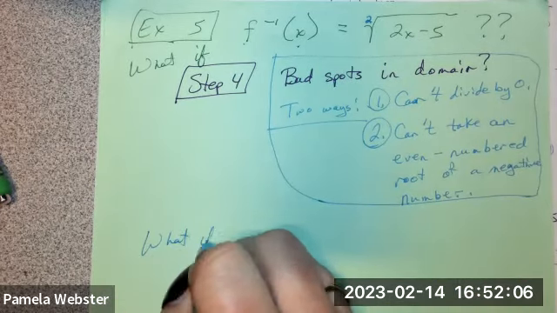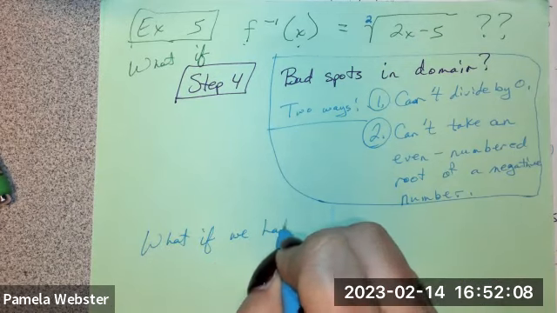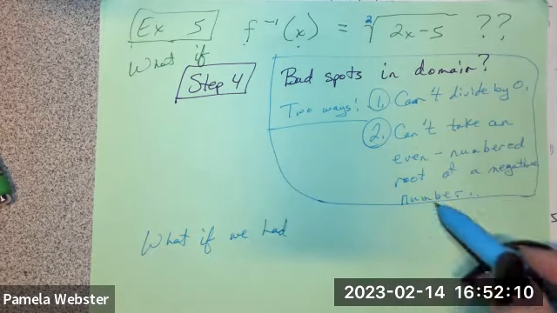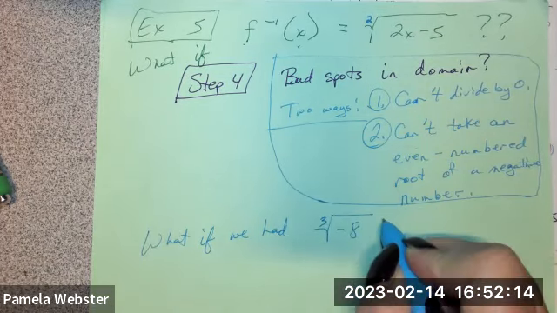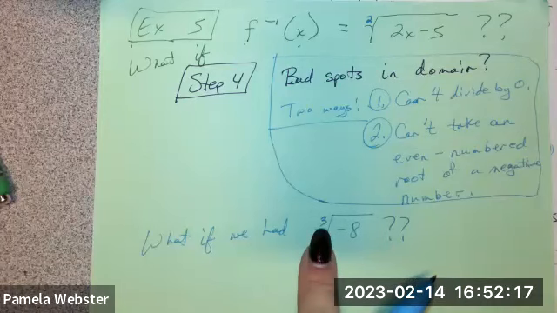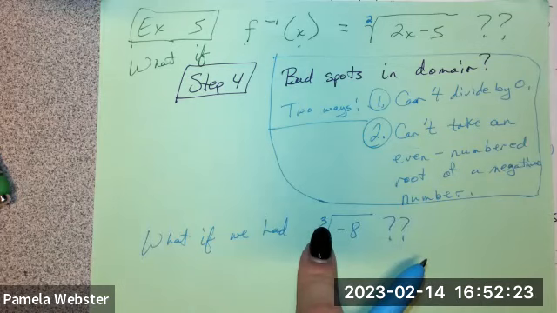What if we had, so I'm going to talk about this. You can't take an even numbered root of a negative number. What if I had the cubed root of negative 8? Well, first of all, that's the cubed root, right? So that's an odd numbered root. It's not even up there in the index number. So I'm not worried about it.